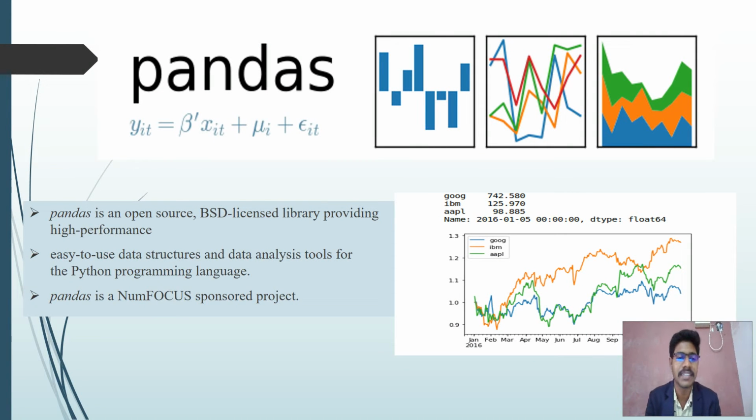Then the next package is Pandas. Pandas is a very important package because this project is fully visualized using Pandas. Pandas can easily give the charts. You can see here the IBM, Google, and Apple charts. Pandas is an open source, BSD licensed library providing high performance, easy to use data structures and data analysis tools in the Python language. BSD is basically Berkeley Software Distribution. NumFOCUS sponsors the project. So we can use Pandas for calculations very well.